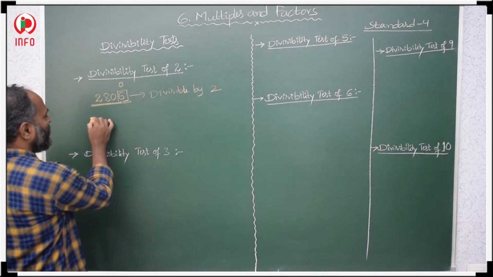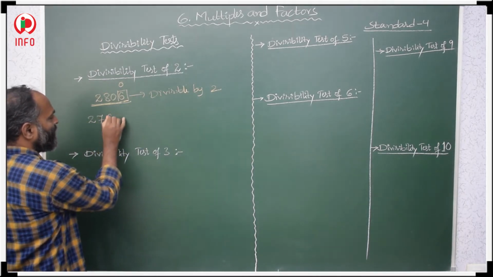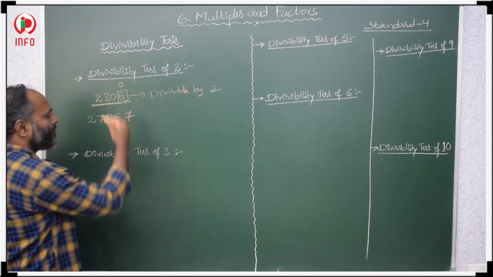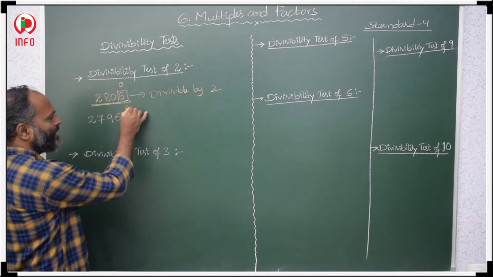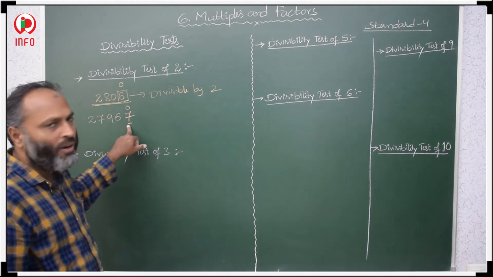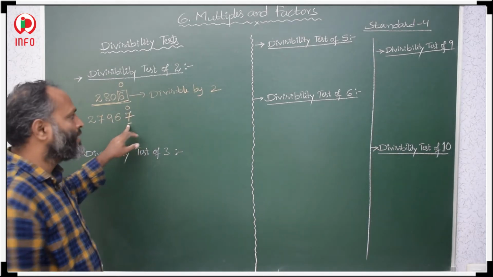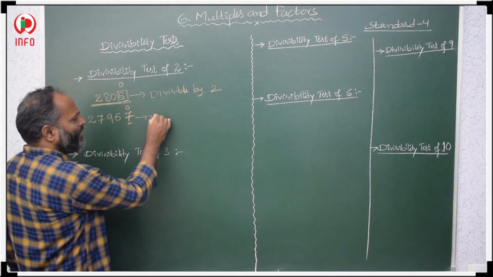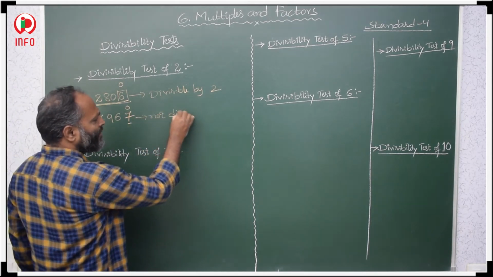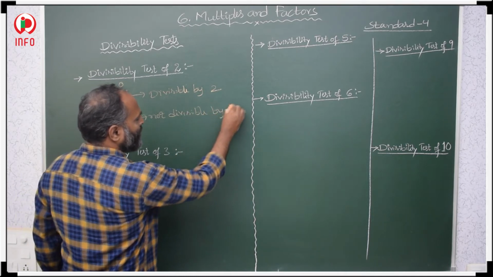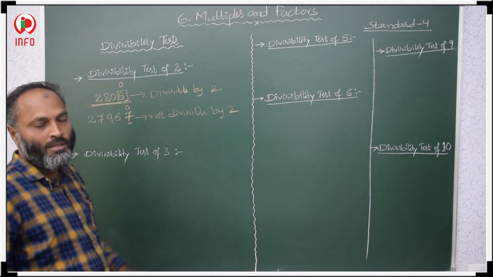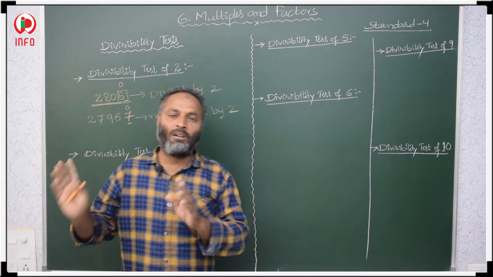Suppose one more number is 27967. Here in this number, there is 7 in ones place. So this is an odd number, 7 is an odd number, so it is not divisible by 2. So whether the number is divisible by 2 or not, how to check?